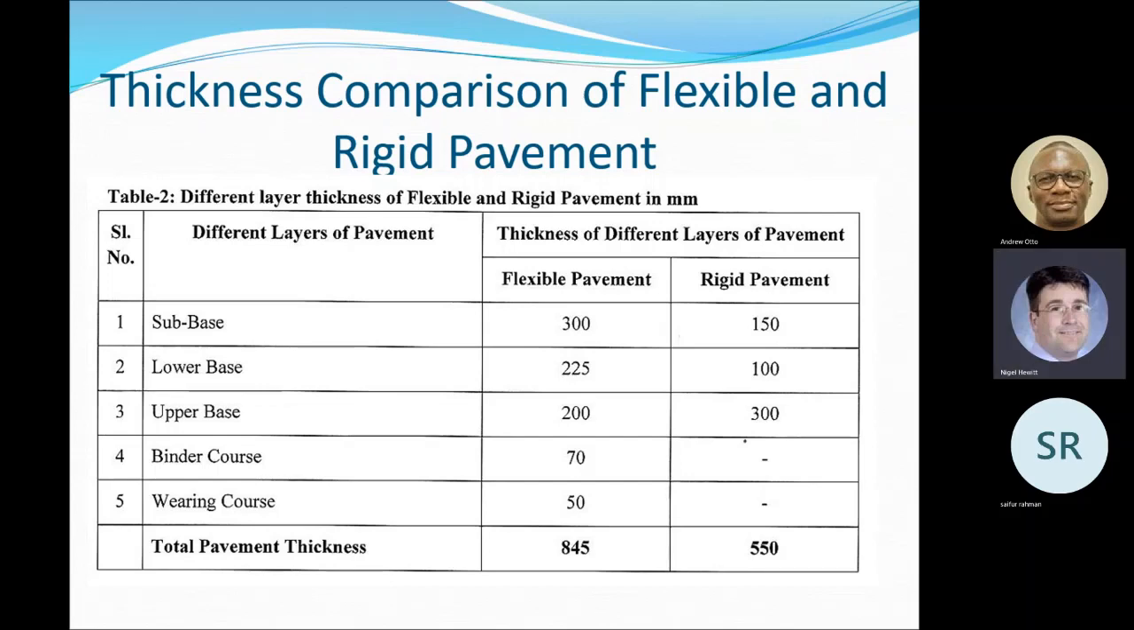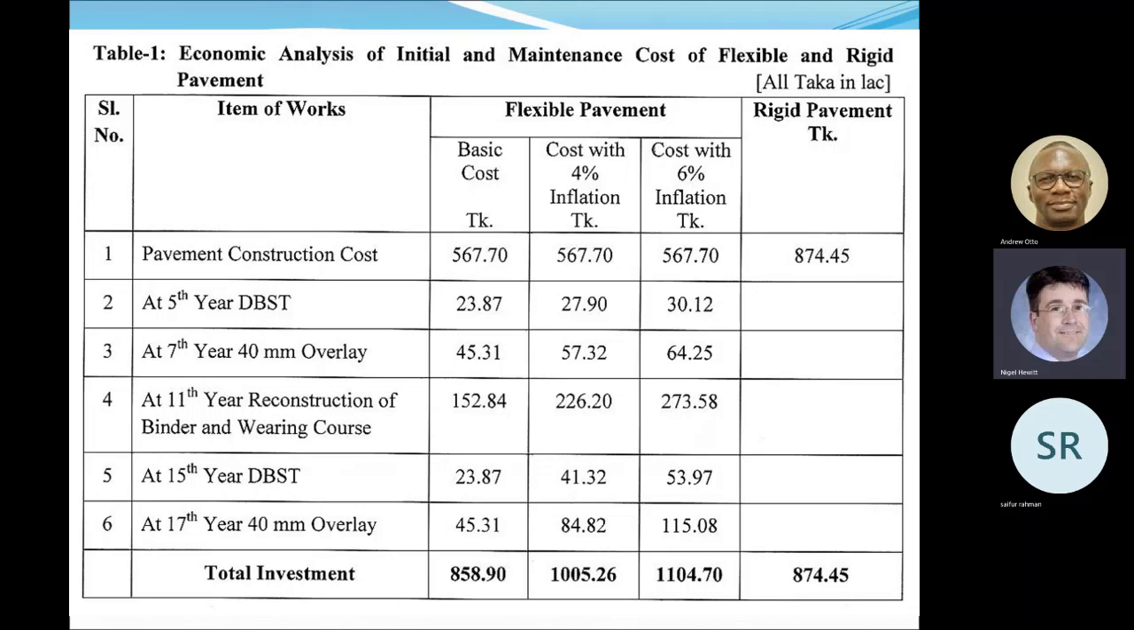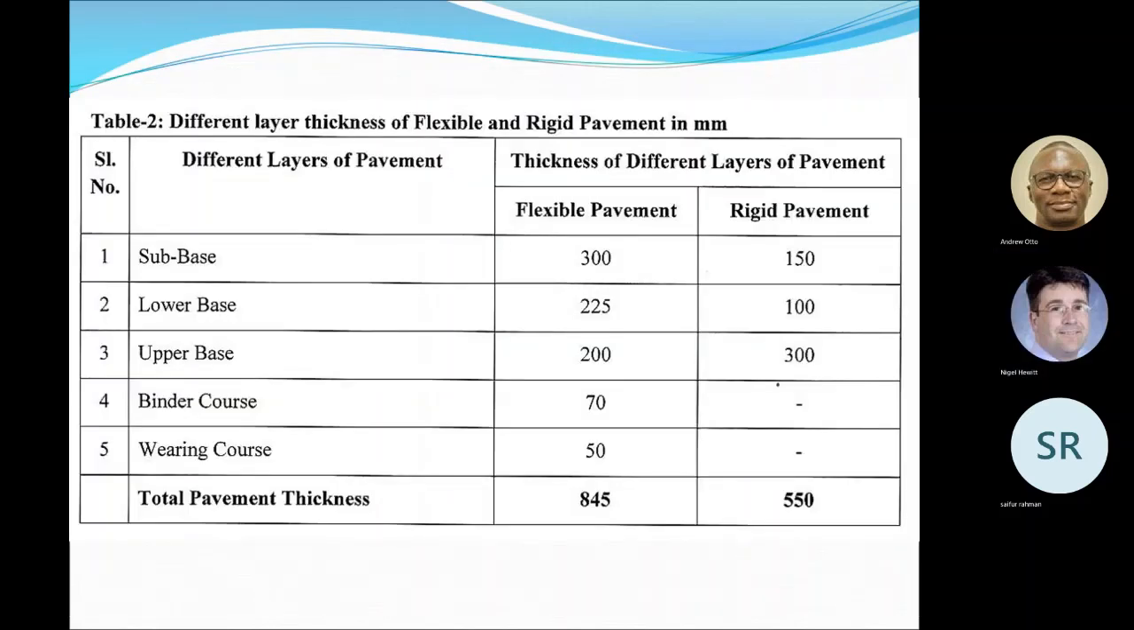And the second thing is the cost. For flexible pavement, the total cost is 8 crore per 2-lane highway, but flexible pavement needs maintenance and other things, so ultimately it costs 11 crore. But rigid pavement has a lifetime of 20 years and costs 9 crore, something like this.